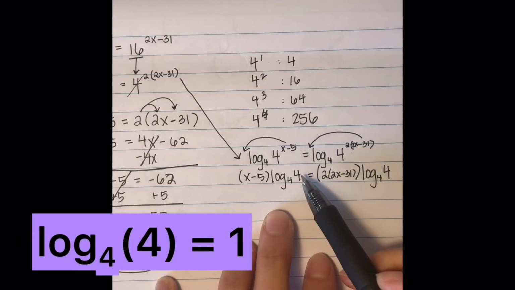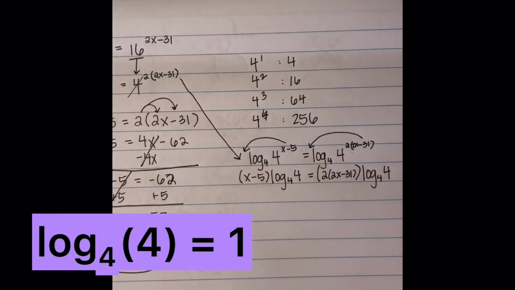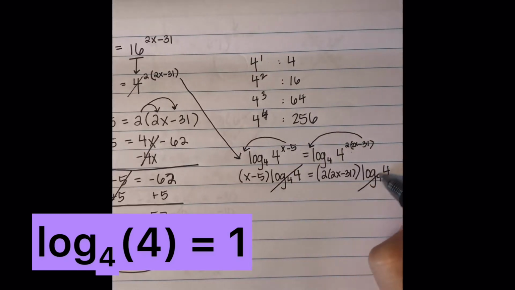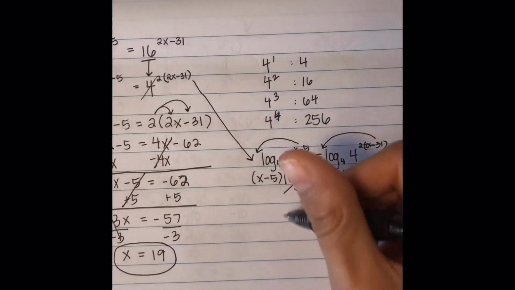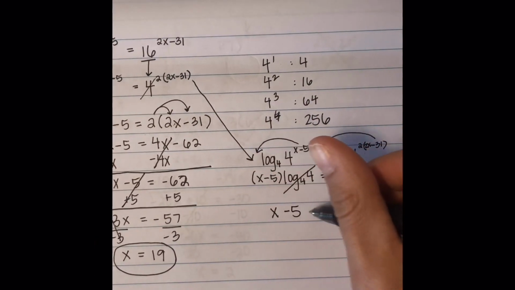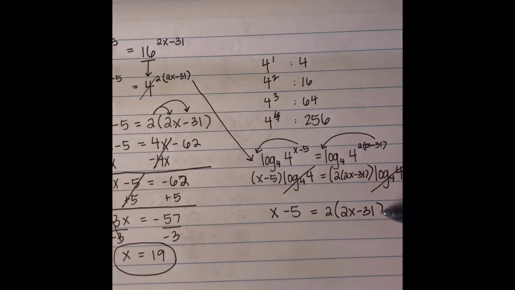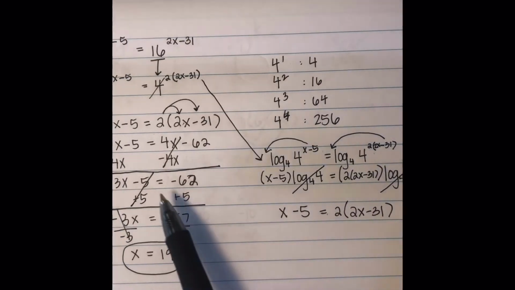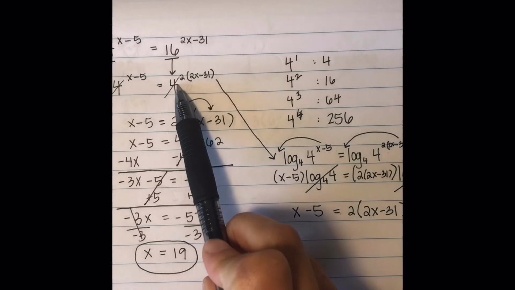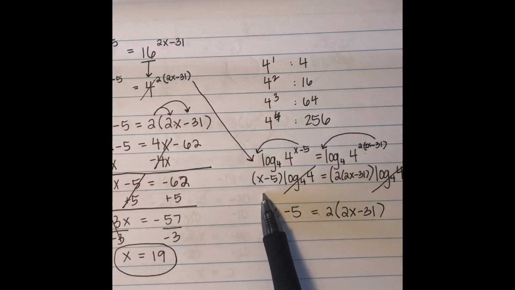Log base 4 to the 4, a property of that is that those are opposites or inverses, so they cancel out, and we're left like we were up here. We're going to be left with this x minus 5 equals 2 times 2x minus 31. So that's a little side note, and we'll get more in depth as we go on, but that's just so you know where we got this, how we could just assume that the 4's cancel out. It's because the log of both sides would cancel those out.